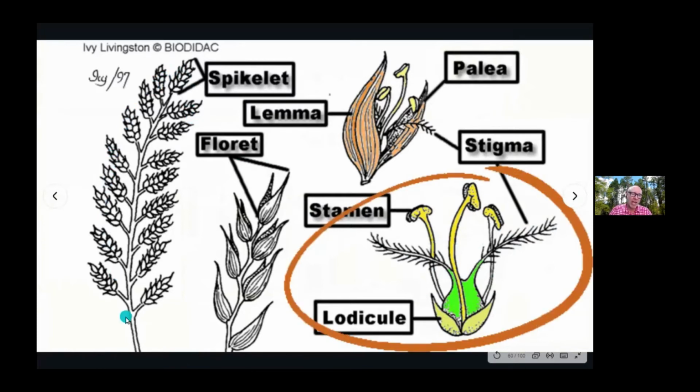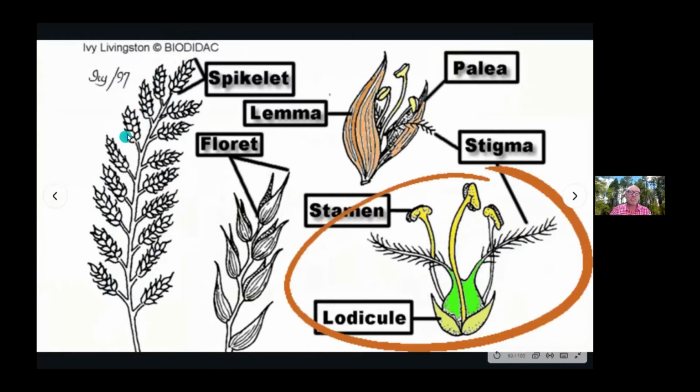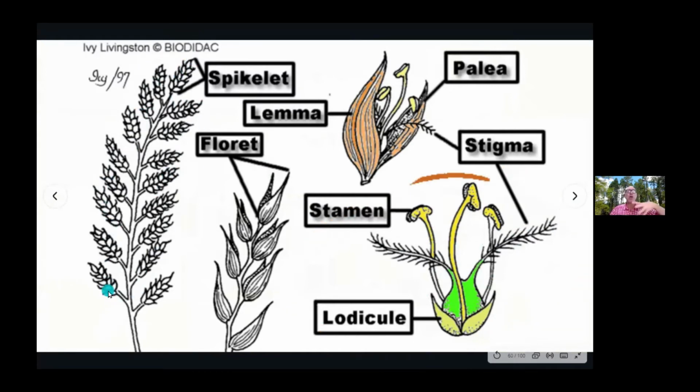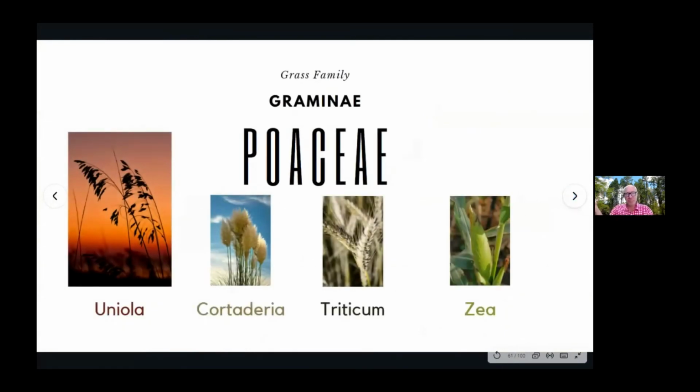Here we have a branching spike of grass flowers. You can do the math, multiply that up. Each one of those is going to produce one seed. Hopefully one seed will germinate and keep the population stable. The grass family: the sea oats, Uniola, pampas grass, Cortaderia, wheat, very economically important grass, Triticum. Another economically important grass is Zea, or sweet corn, the Poaceae.